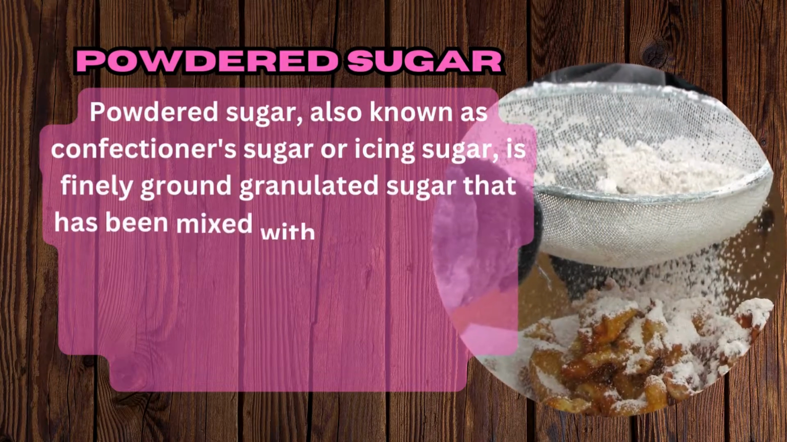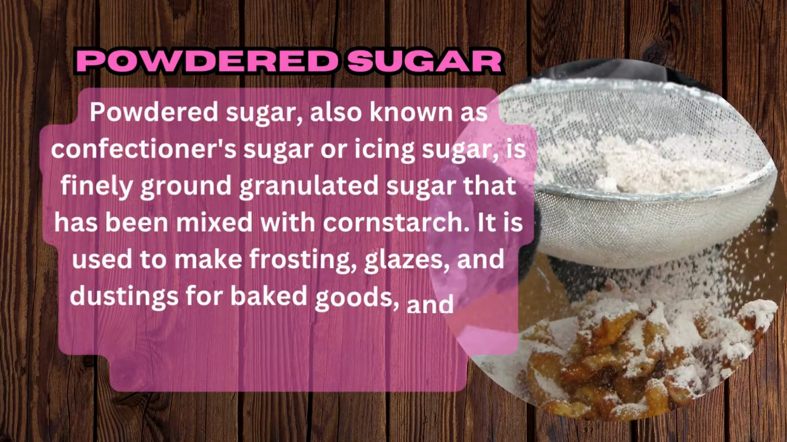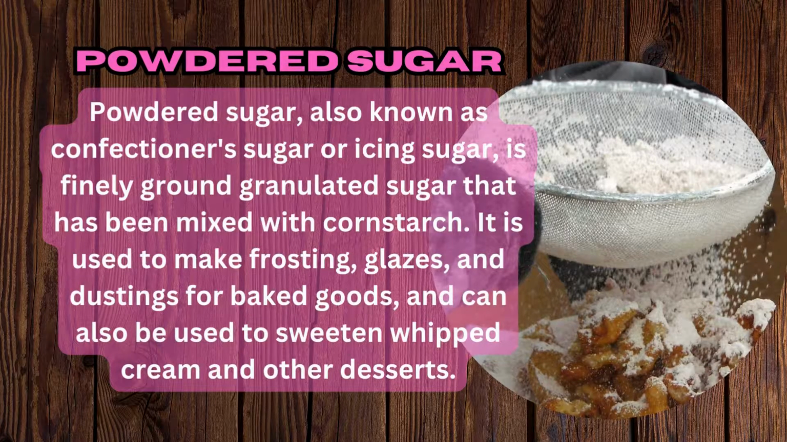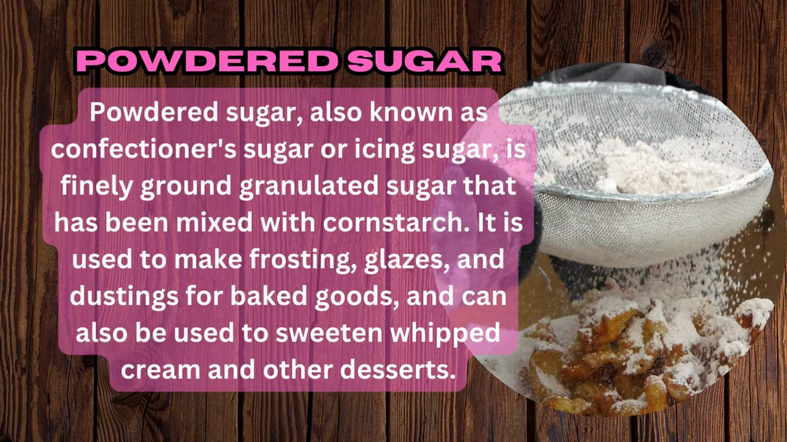C. Powdered sugar. Powdered sugar, also known as confectioner's sugar or icing sugar, is finely ground granulated sugar that has been mixed with cornstarch. It is used to make frosting, glazes, and dustings for baked goods, and can also be used to sweeten whipped cream and other desserts.